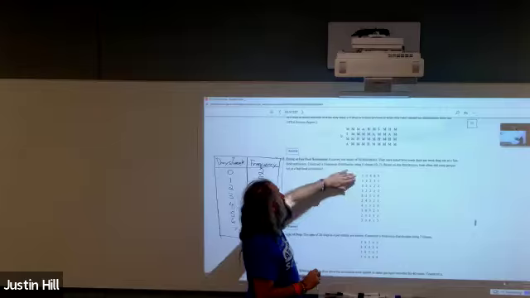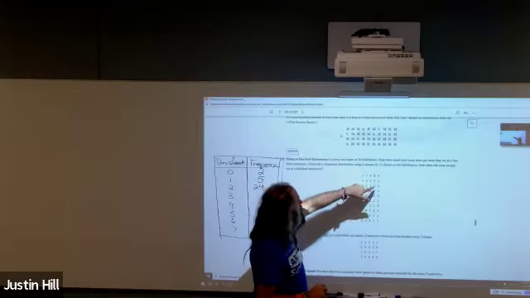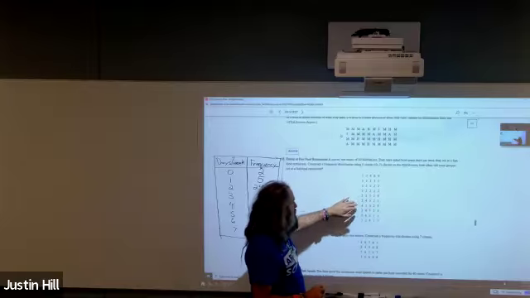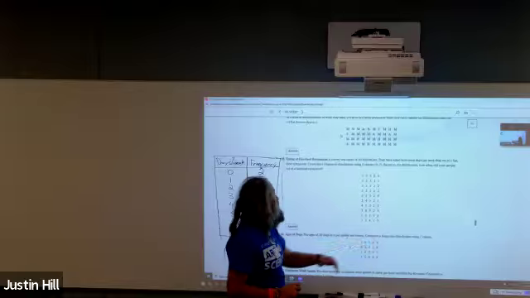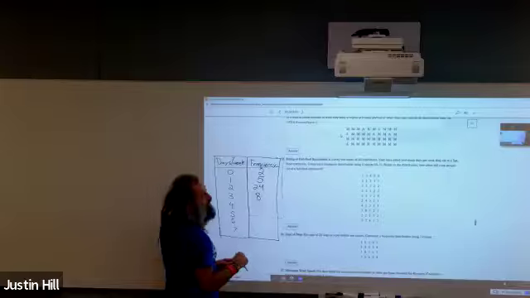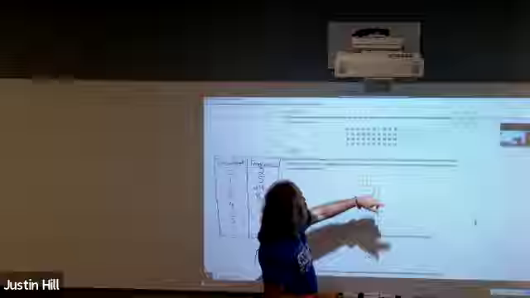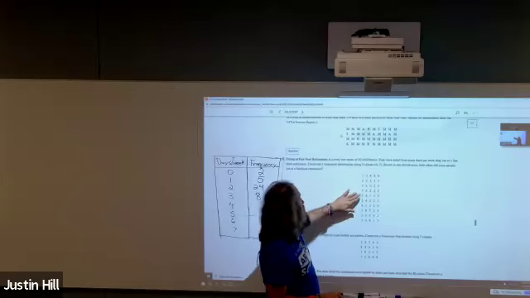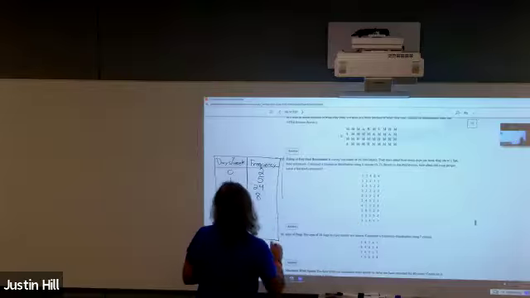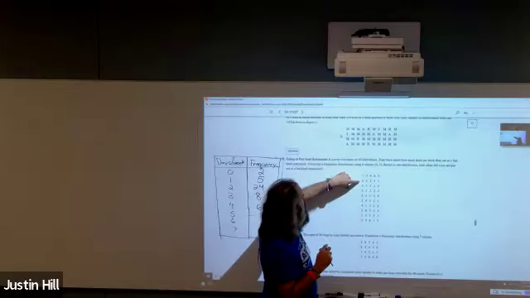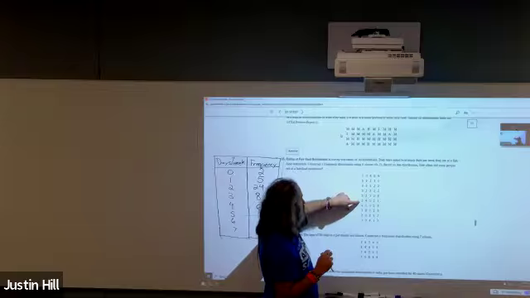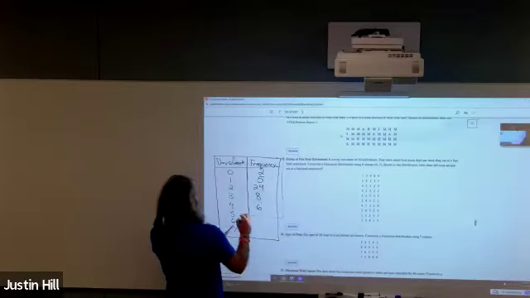Let's see. 3 times a week: 1, 2, 3, 4, 5, 6, 7, 8. So 8 people ate out 3 times a week. 4 times a week: 1, 2, 3, 4, 5, 6. So 6 people ate out 4 times a week. 5 times a week: 1, 2, 3, 4. So 4 people ate out 5 times a week.